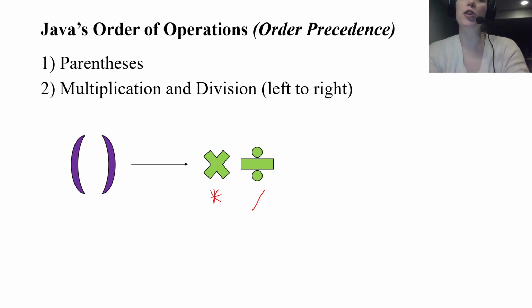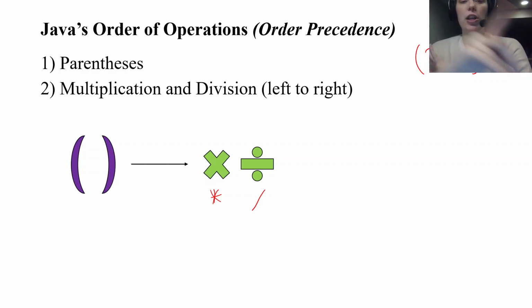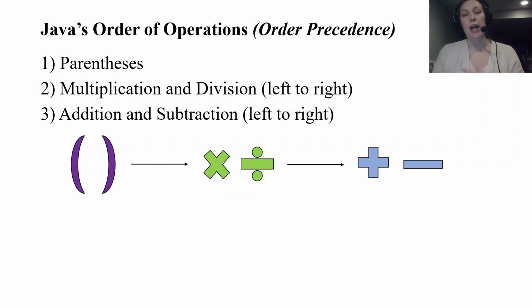So first parentheses. Any operation inside parentheses gets evaluated first. Then, after all the operations inside parentheses are taken care of, next is multiplication and division from left to right. If you have multiple operations with multiplication and division, they are always evaluated from left to right. And then the last one is addition and subtraction, left to right.